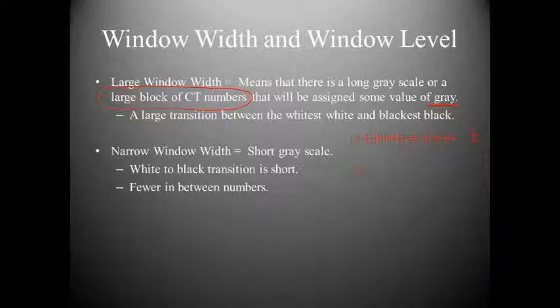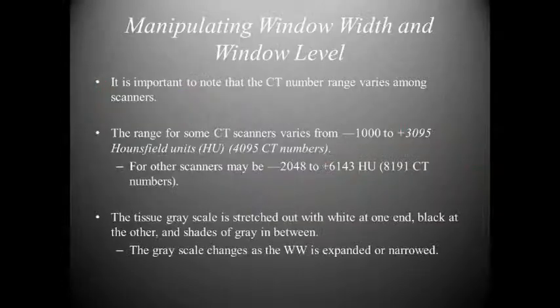If this were a short window width, you would have white and black. You might only have a few shades in between. A narrow window width equals a short grayscale, which we have here. You have white to black being very short in terms of transition, and there are fewer in-between numbers, so fewer numbers that correspond to gray.